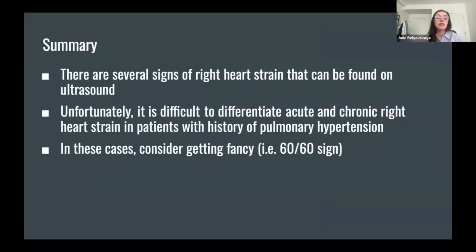So in summary, there are several signs of right heart strain that can be found on ultrasound. TTE is actually more sensitive and specific for right heart strain than just CTA. But unfortunately, it's difficult to differentiate between acute and chronic right heart strain in patients with a prior history of any kind of pulmonary hypertension. So those are the cases where it might make sense to get more fancy and do things like a 60-60 sign. But I think in general, it's also just good to know about.